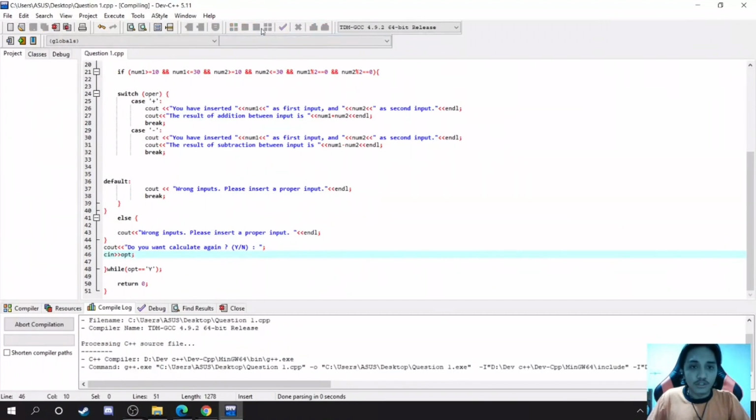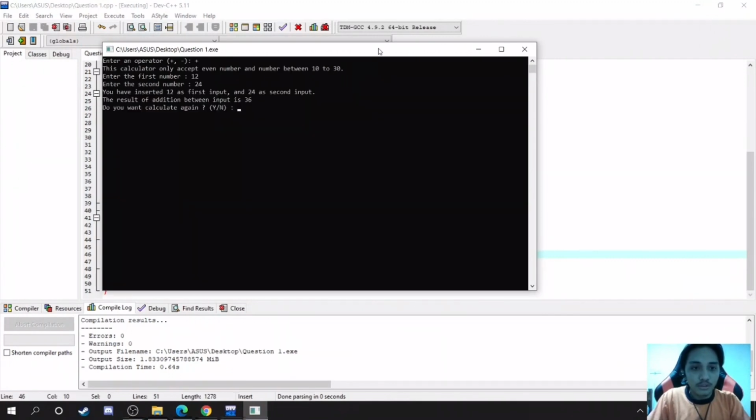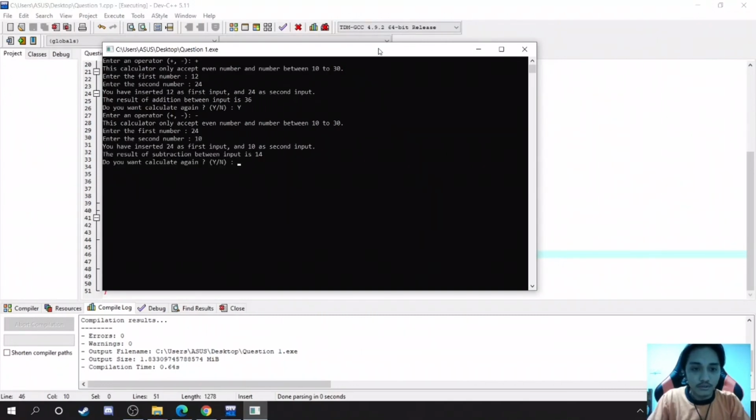So we'll try the program. First we use the plus, and then we add 12 for the first number, and then maybe 24. Okay, that's it, 36. And then let's do a second calculation, just minus. Okay, first 24, maybe the second number is 10, so that's it, 14.